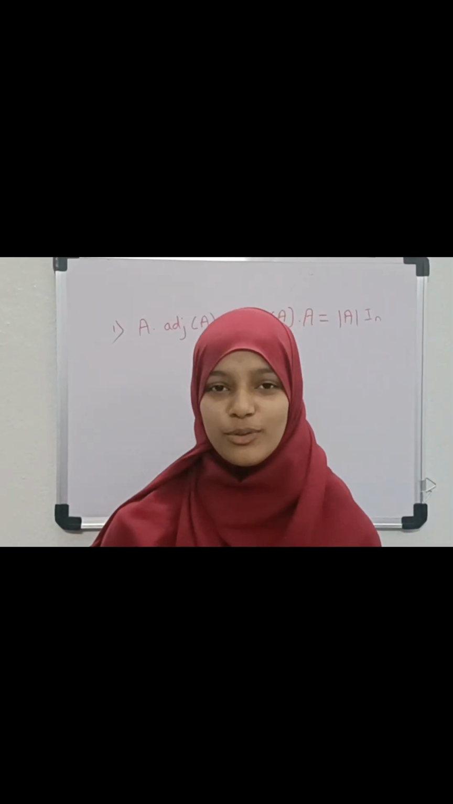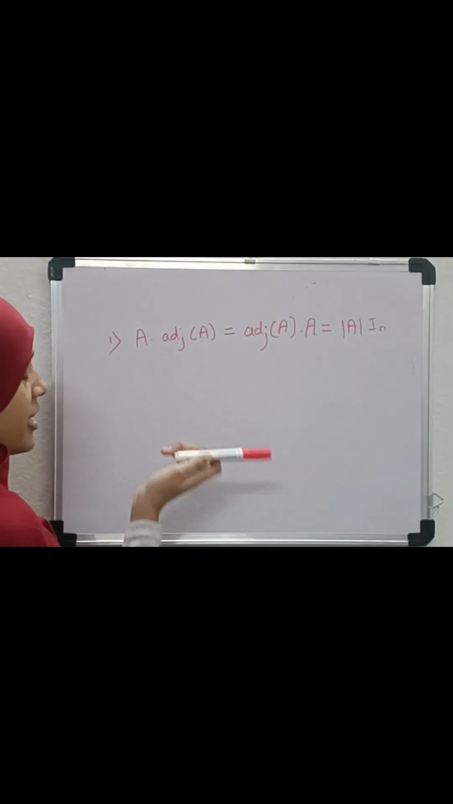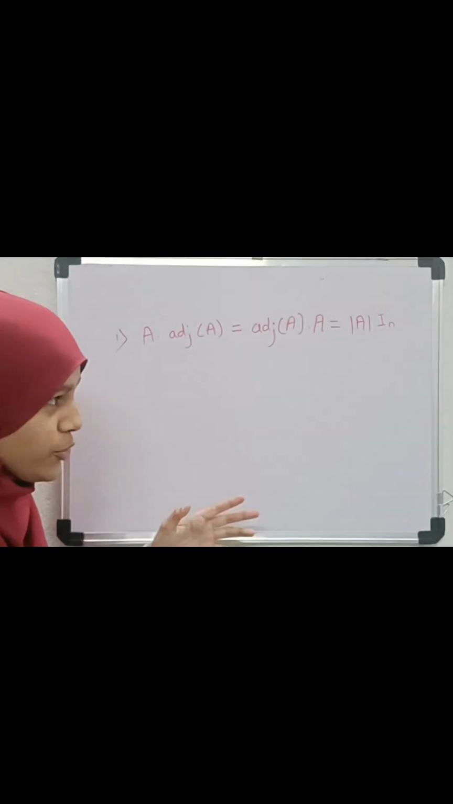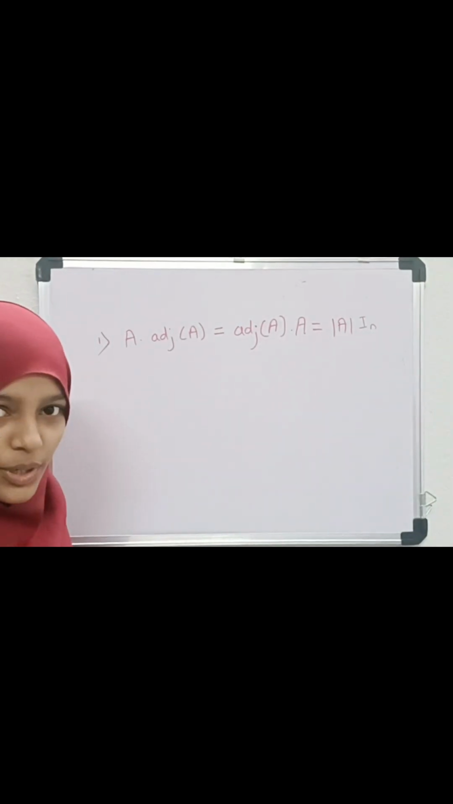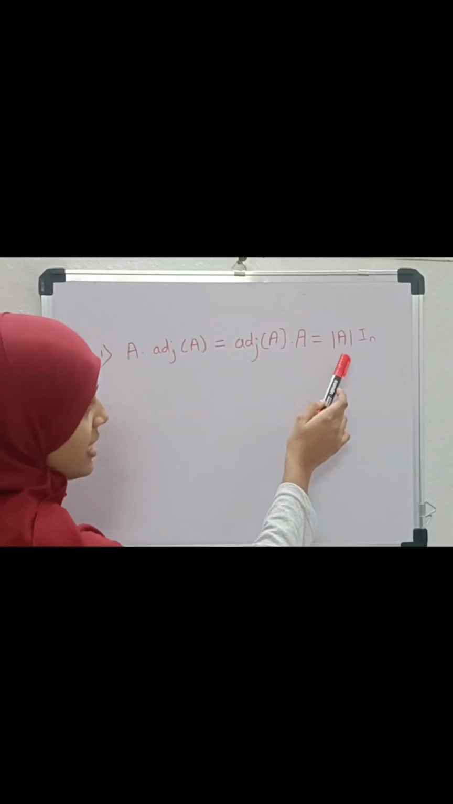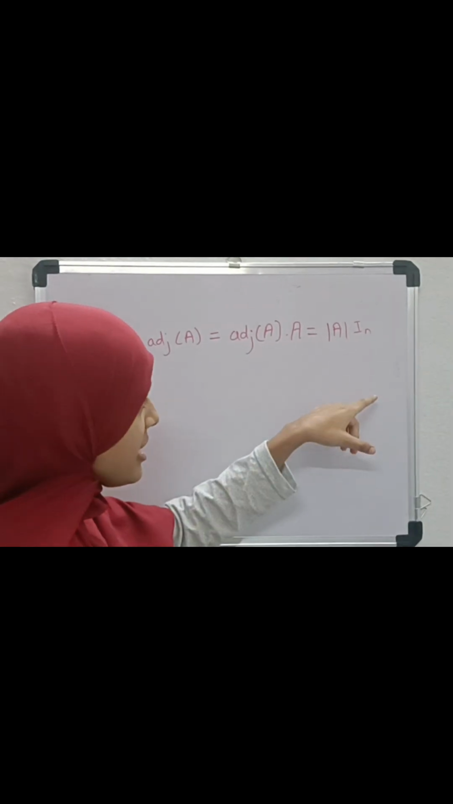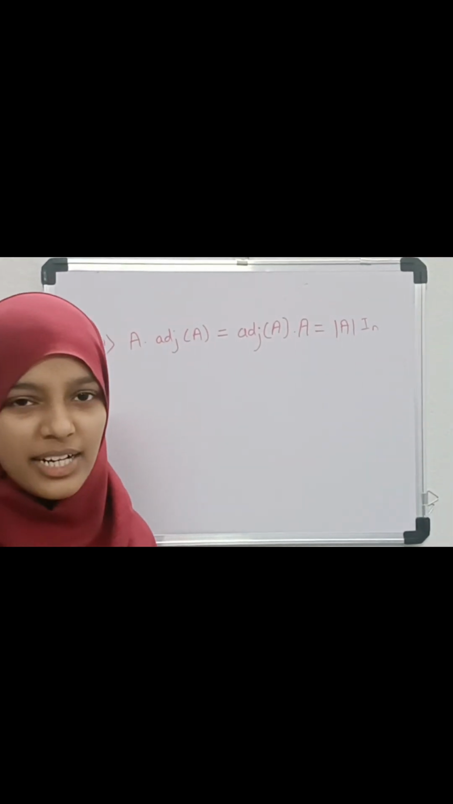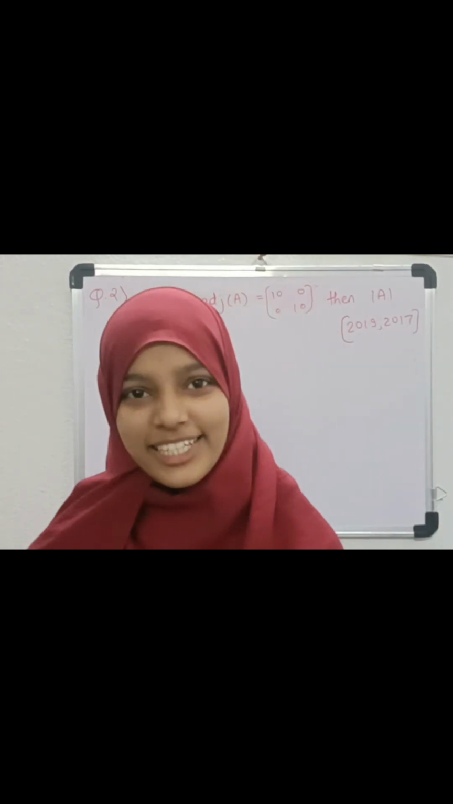So let's move towards our next short trick. If we have any matrix A and we have to multiply it with its adjoint, so A into adjoint of A, or adjoint of A into A, we have a simple solution for this, that is determinant of A into In. Here In is nothing but the identity matrix, and n is the order, a 2 by 2 matrix or 3 by 3 matrix. Let's move towards the question based on our next trick.